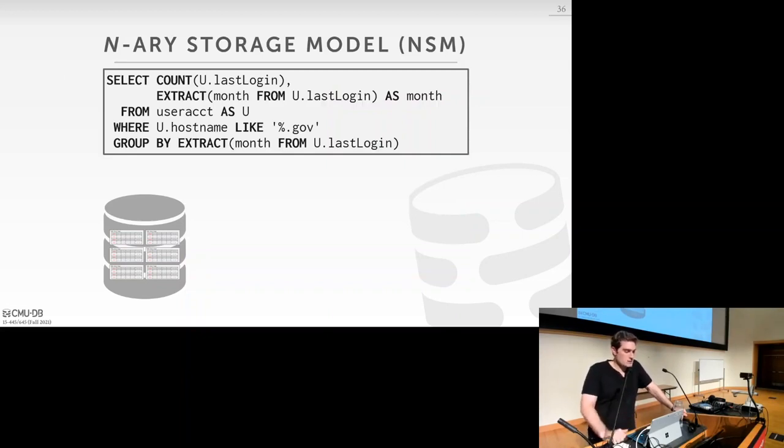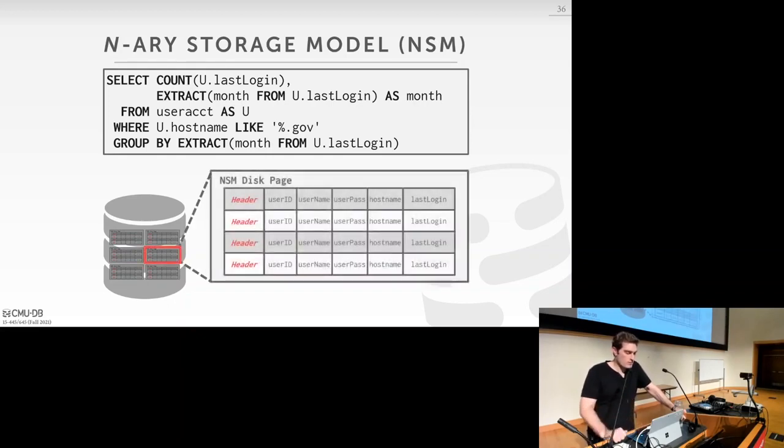If we come back again to this query to get all of the logins from .gov hosts, we can see how this works in a similar way. We're going to get all the pages. We have to scan through all the pages because we don't know exactly what we're looking for. We just want to look at all of the pages in the database. And we're going to go through and perform first the filtering, so where the host name is like .gov. And that's going to require us to look at the values in that column, the host name column.